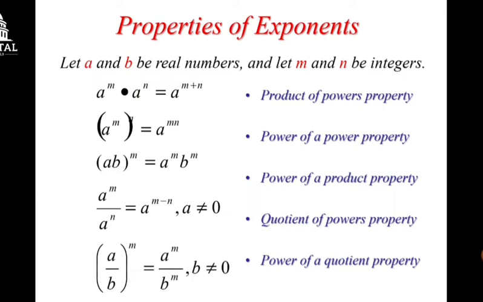a to the power of m over a to the power of n, we subtract, so it will be a to the power of m minus n. Last one, a over b, all of it raised to the power of m, it will be a to the power of m over b to the power of m.